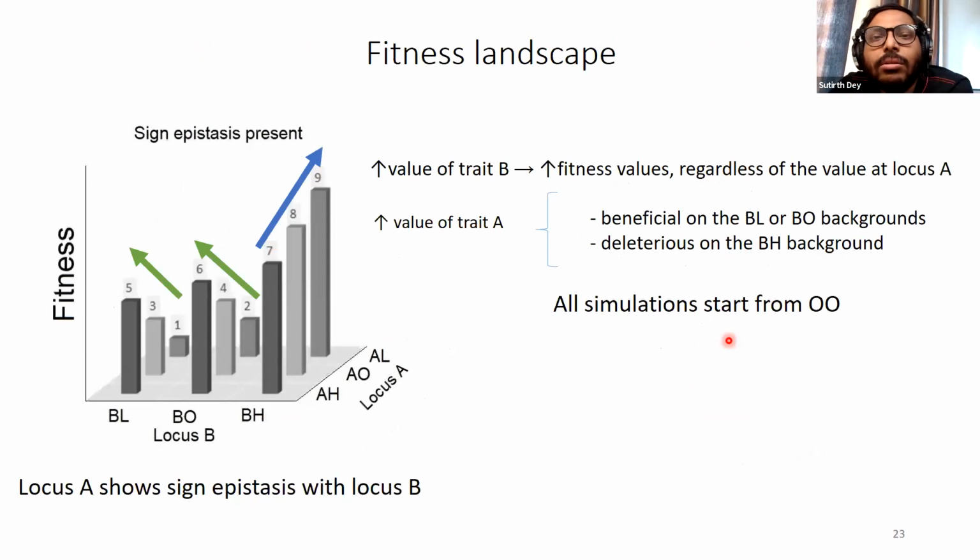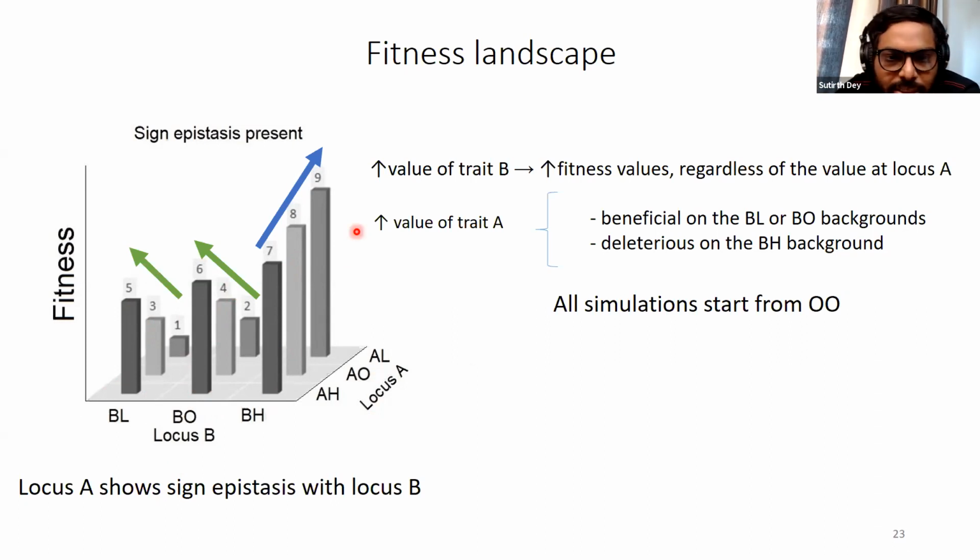Now, in order to take care of the sign epistasis, what we did was we had a very simple 3 into 3, 9 state thing like this. So here, if you look at it, if the trait value of B increases, so if you go from left to right, the fitness values always increase. So, 5, 6, 7, 3, 4, 8, 1, 2, and 9, they always increase. However, in the context of A, when you go from L to H, the trait value increases if you have a BL or a BO background. However, if you have a BH background, it goes in the reverse direction. So this is what we mean by sign epistasis.